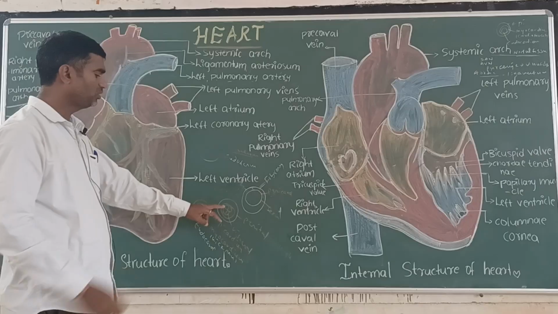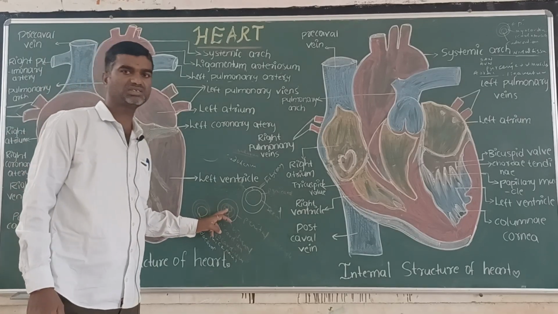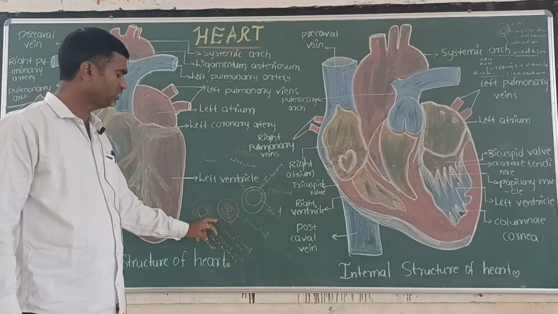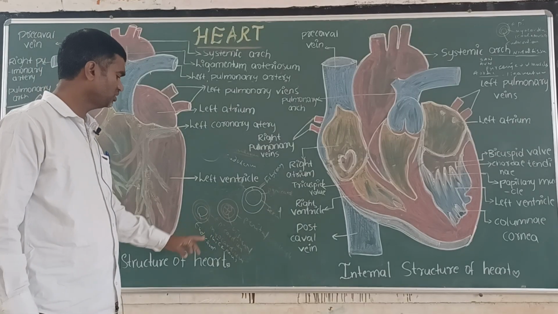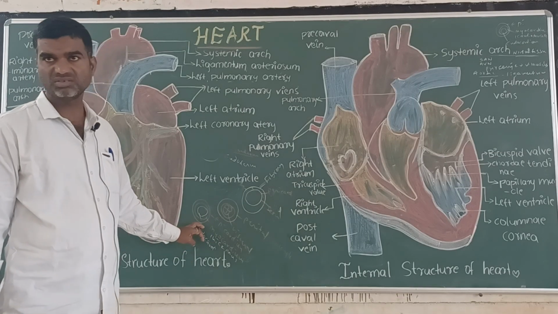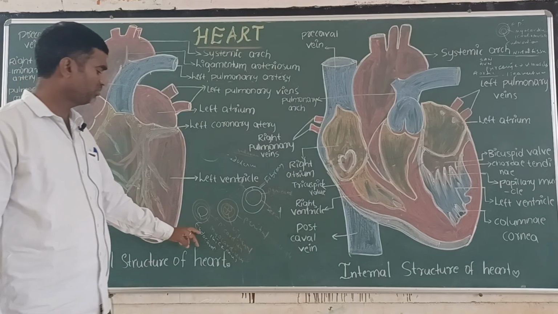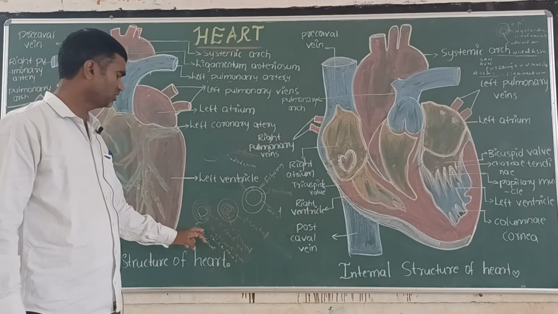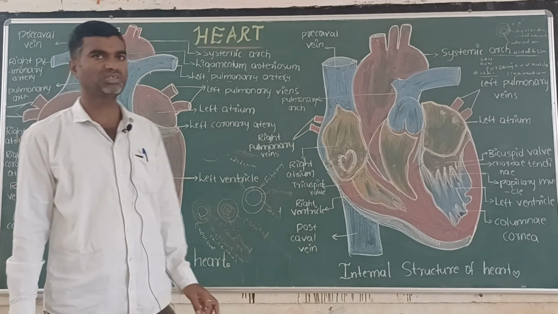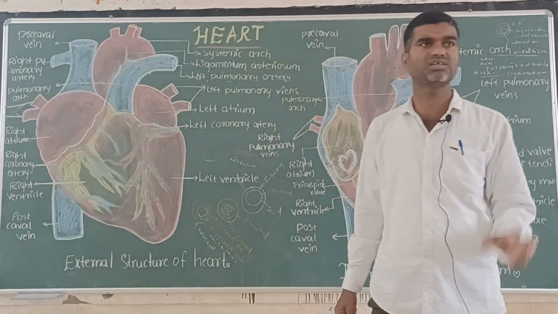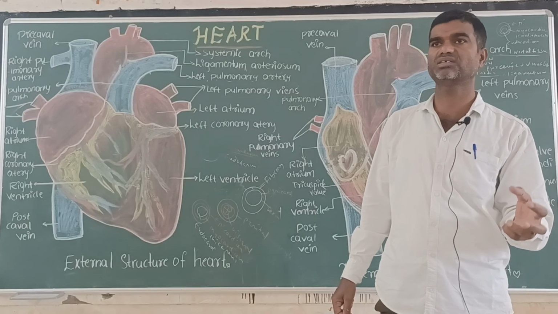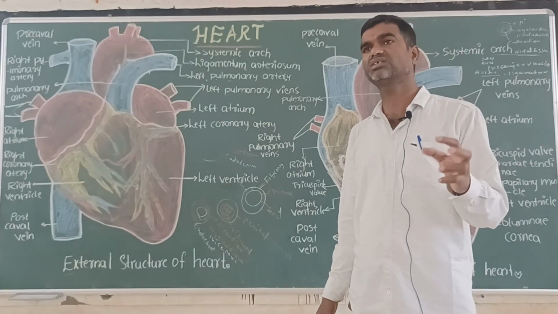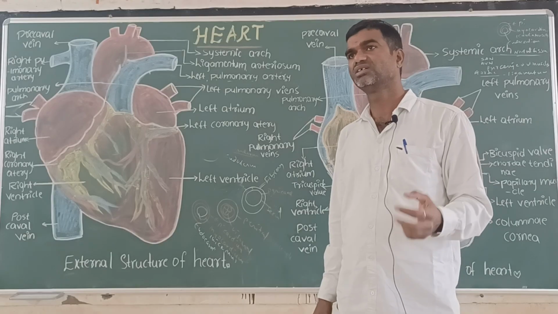So the heart wall contains 3 layers: number 1 is the epicardium, number 2 is the myocardium, and number 3 is the endocardium. The blood vessels directly connected to the heart are continuous with the endocardial layer. Blood vessels are made up of endothelial tissue. Arteries carry oxygenated blood, and veins carry deoxygenated blood.